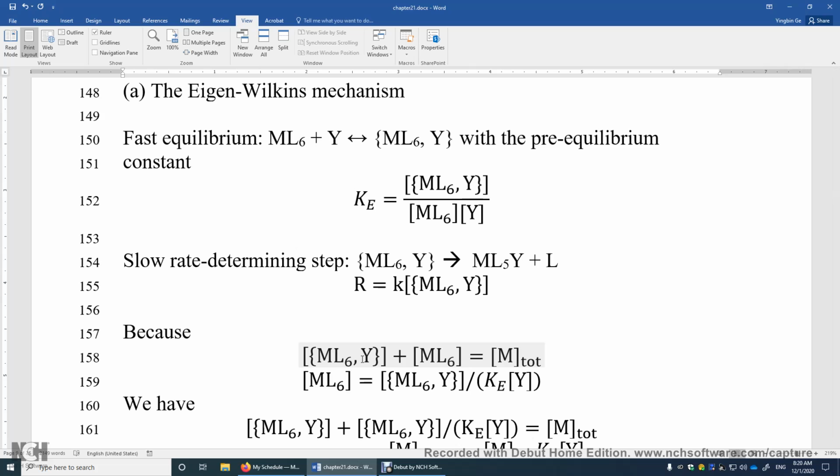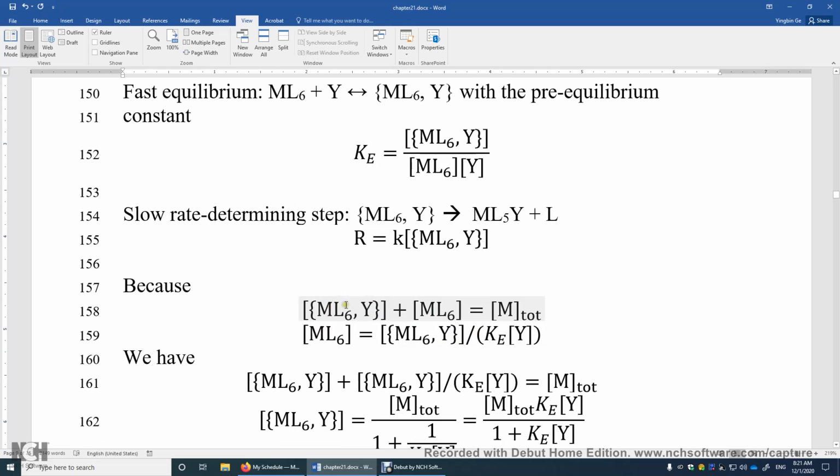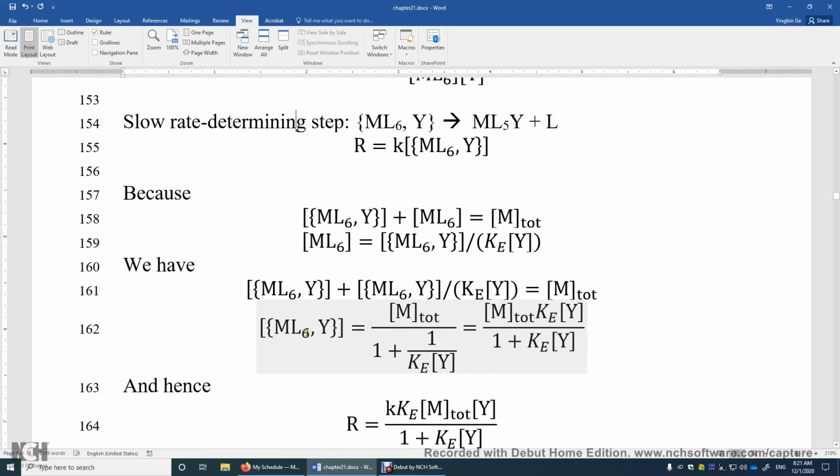And also we have another equation. From here, we know the concentration of ML6 is equal to the intermediate concentration divided by K_E times Y. From this equation to this equation, it's simple algebra. Now we have the intermediate concentration plus this ML6 concentration, which is this. I'll plug this in, and it is equal to the total concentration of the metal. Then we can derive the expression of the concentration of the intermediate. Again, over here, Y is really close to M, close enough to form a partial bond. The concentration of this is M total over 1 plus the reciprocal of K_E times Y.